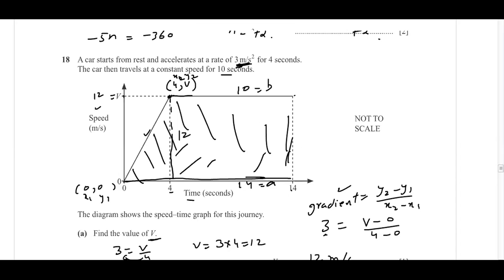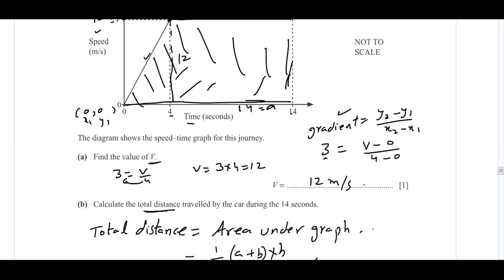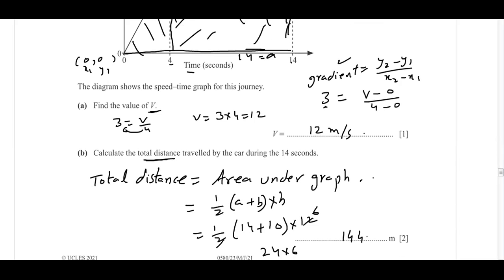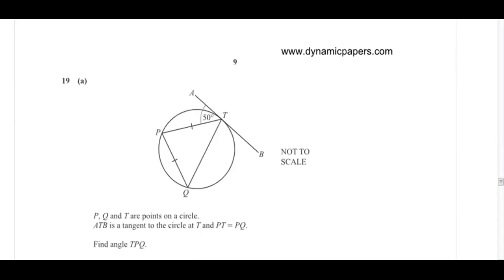So always in a speed-time graph, this is the method we will choose. A detailed lesson about the speed-time graph is on the channel. Still, if you have any doubt, please never hesitate to ask. Is this clear? The next one.